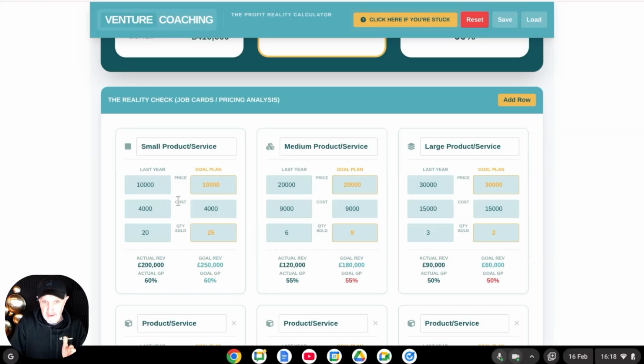Now what I've done here is I've left the sales price the same and the cost price the same, but I've just messed around with the quantities at this stage. And below, it'll tell me how much my sales is going to generate for that particular category.